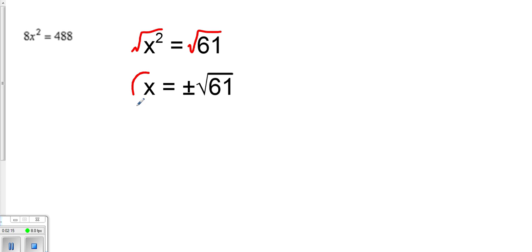If we can't find an actual answer, it's okay to leave things in this radical form. In our last unit, we learned about radicals and how to simplify them. If you can simplify them, you should. If not, just leave it as positive or negative square root of 61.